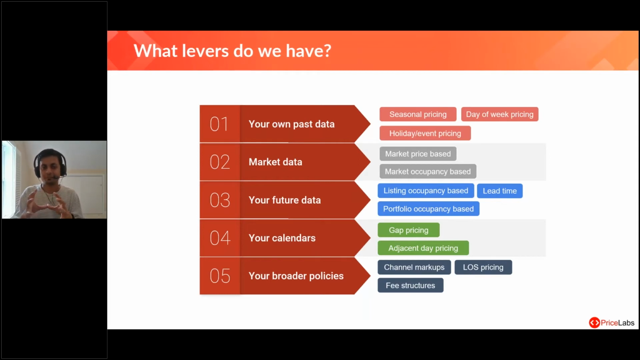So in one slide, I've tried to put in everything to say, hey, there are a lot of levers. Now, the question that comes out is, how do we start using these levers, or how do we start identifying when to use these levers?